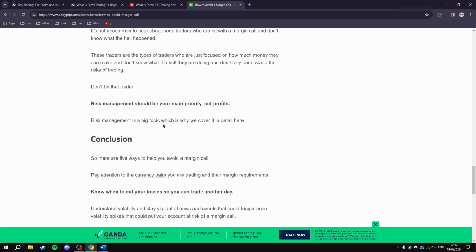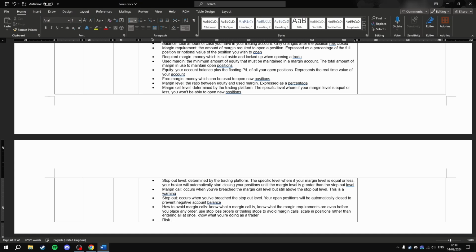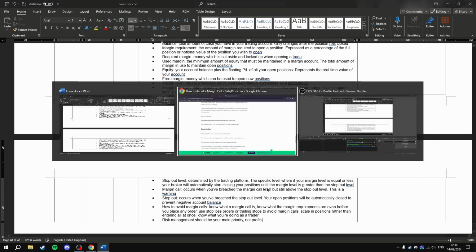Risk management is a big topic, which is why we cover it in detail here. So risk management should be your main priority, not profits.